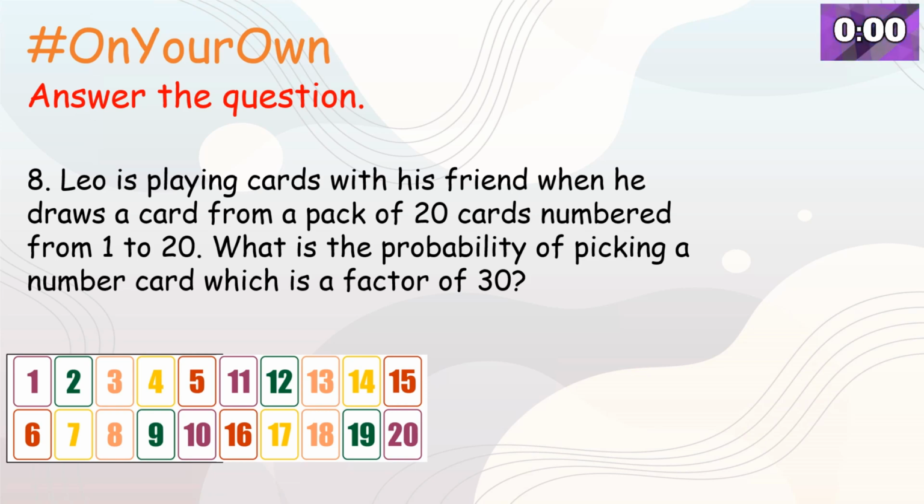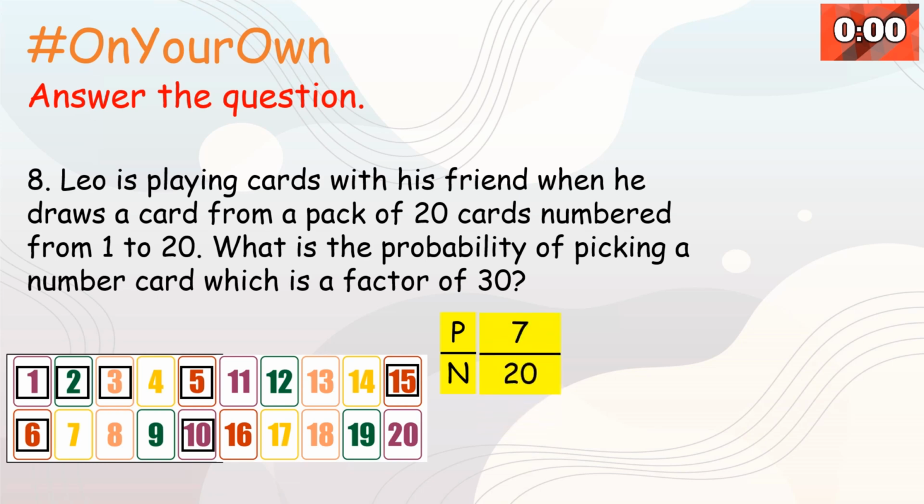Okay, time's up. The answer is P over N. Okay, so we have 1, 5, 15, 6, 10. So P over N is equal to 7/20. So, the factors are 1, 2, 3, 5, 15, 6, 10, and that's all. So, 1, 2, 3, 4, 5, 6, 7.